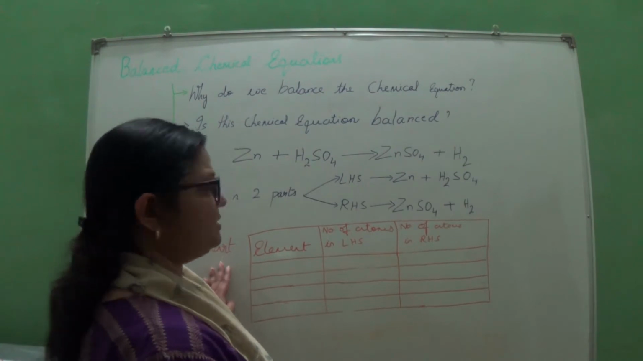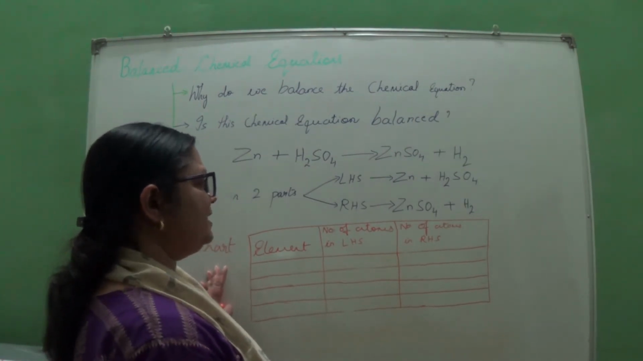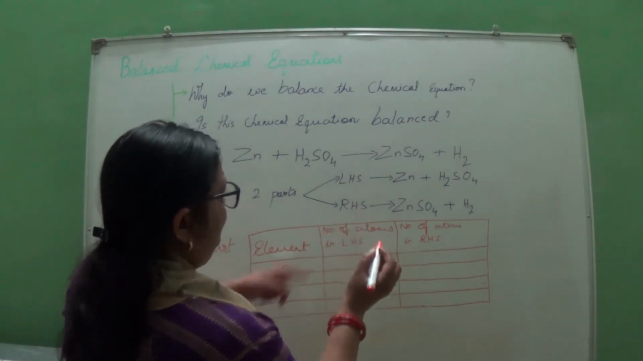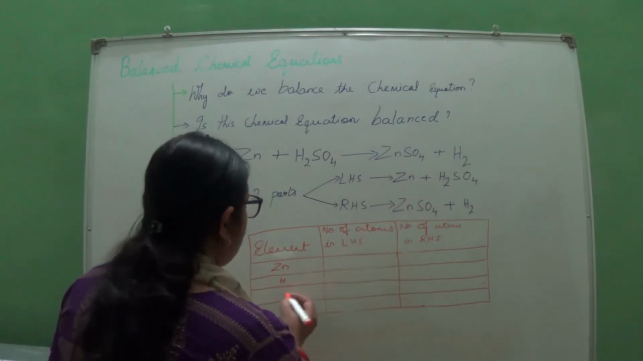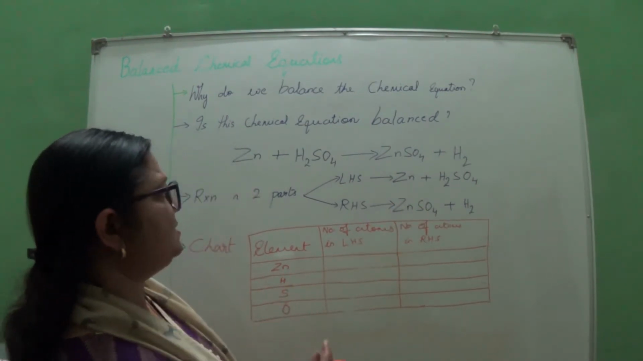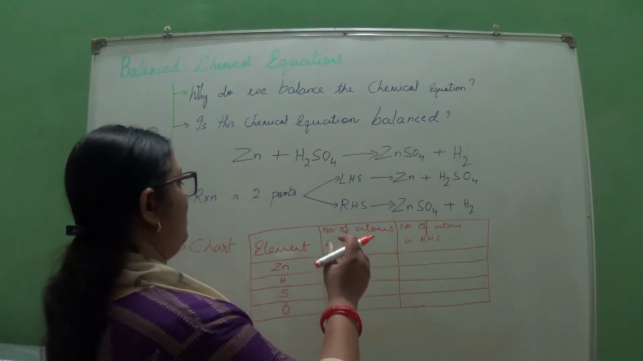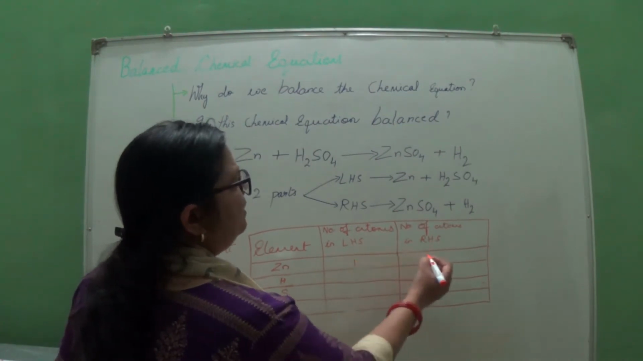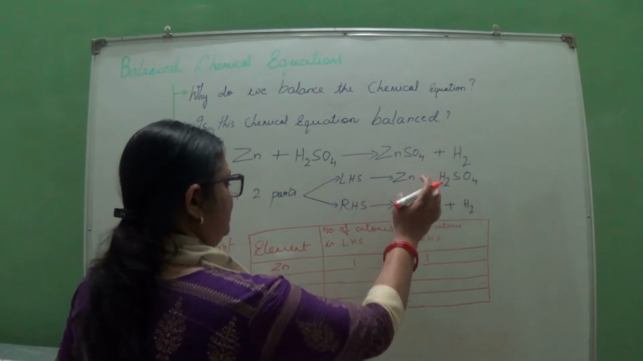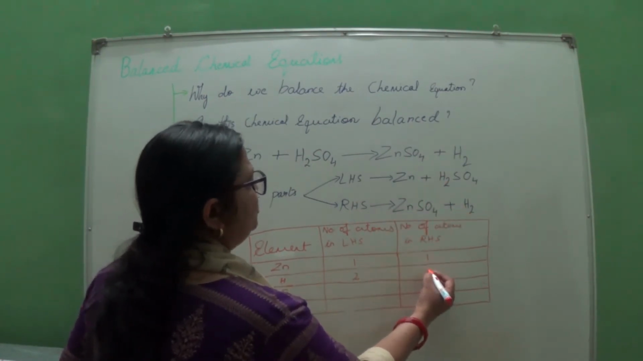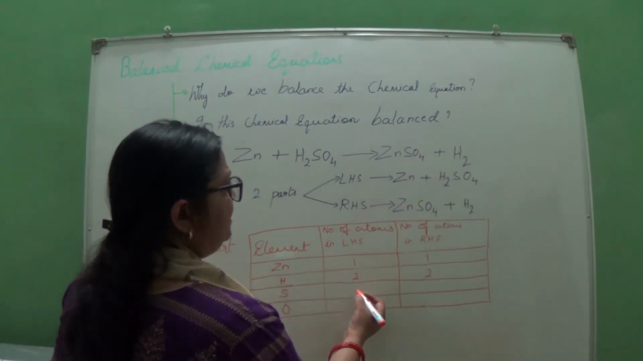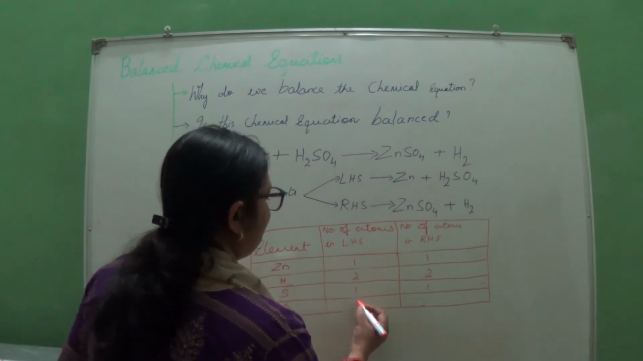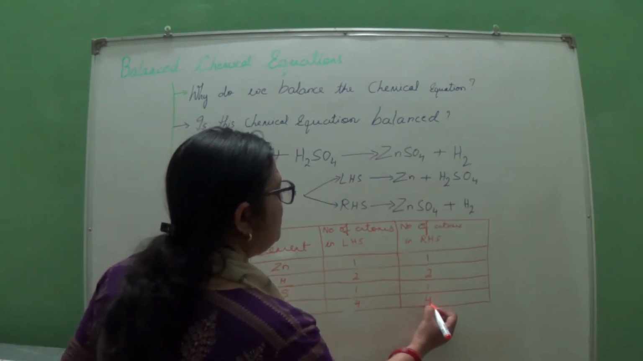Now the next step is we'll make a chart and we will count the atoms on the left hand side and on the right hand side. The elements present in this reaction are, first we'll write zinc, then hydrogen, then sulfur, and then oxygen. Now let us count the atoms. How many zinc atoms are present? Left hand side 1 zinc, right hand side also 1. Now come to hydrogen. On the left hand side it is 2, on the right hand side it is 2. Now come to sulfur. On the left hand side it is 1, on the right hand side it is 1. Now come to oxygen. It is 4 on the left hand side, and on the right hand side also it is 4.